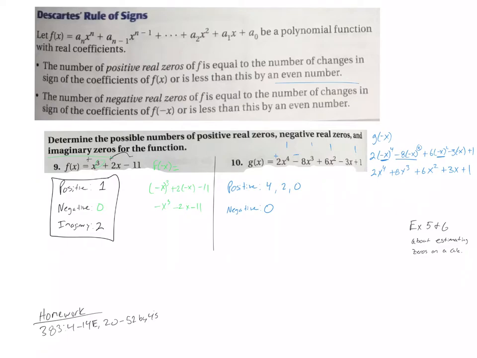So then when we're talking about imaginary, we know they have to come in even numbers. So there's either going to be 0 if there's 4 up here. There's going to be 2 if there's 2 up here, or there's going to be 4 if there's 0 up here.